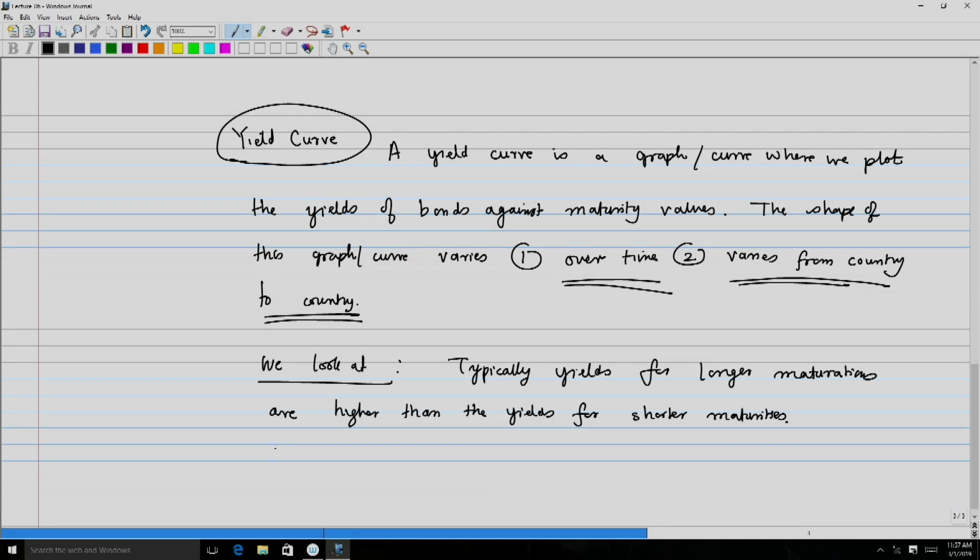But having said so, what I have said just now is a typical situation. However, it is possible that once in a while this particular trend of relationship between the yield and the maturity may not hold in a similar fashion, and by this I mean that sometimes a short term bond may yield more than a long term bond.